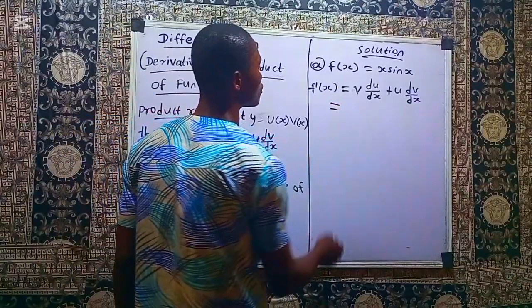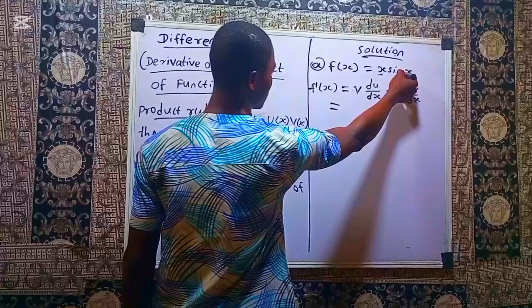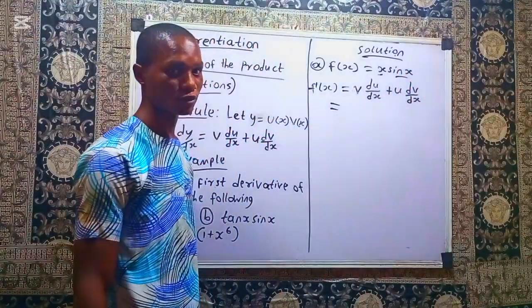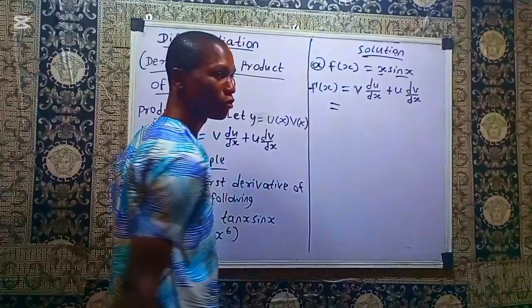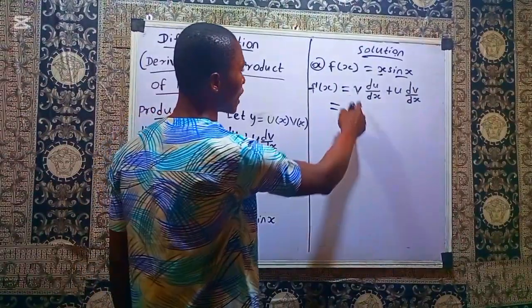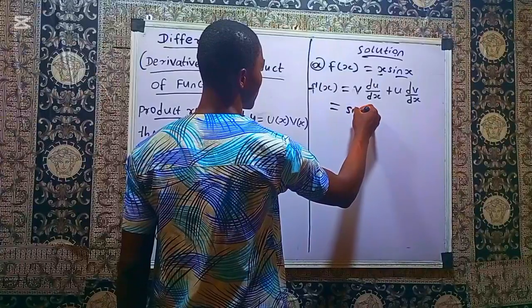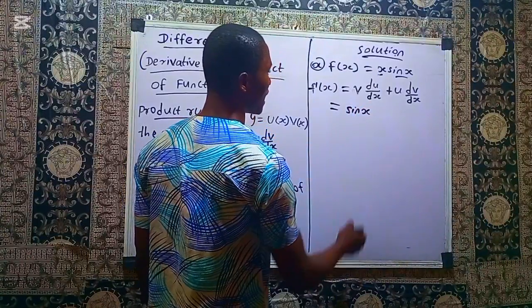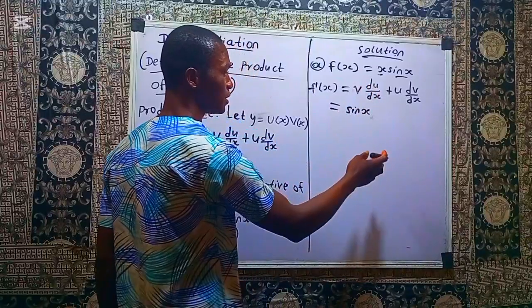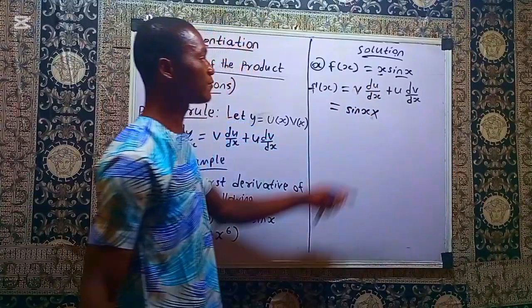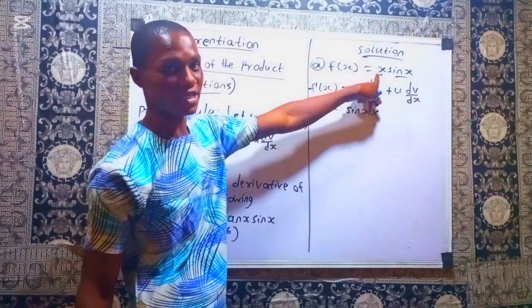So this will be equal to, remember v is the second function. I have two functions. The first function is x, the second function is sine x. So sine is my v and x is my u. So I will keep my v, so I'll write sine x. I'm keeping v. Then I will multiply it by, because here we have multiplication, I have to differentiate u with respect to x. What is your u? The first function.